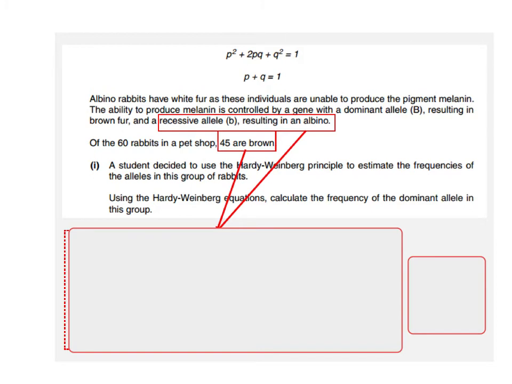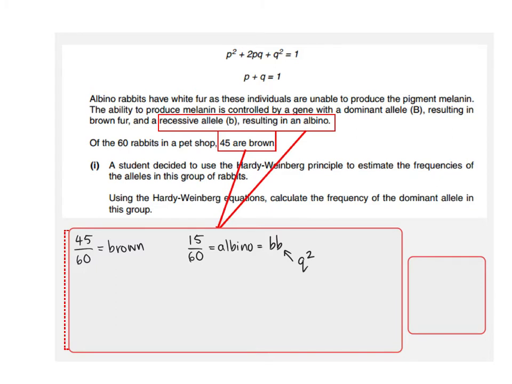Now the first thing I'm going to do is find out what proportion of my population are recessive. Because we know that for recessive phenotypes to manifest themselves, we need to be homozygous recessive. So if 45 out of 60 are brown, that means that 15 out of 60 of our population are albino. And those albinos are going to have the genotype little b, little b. And remember, little b little b is the same as q squared.